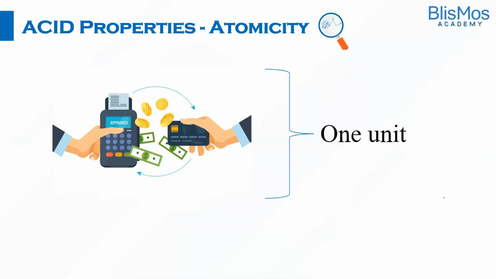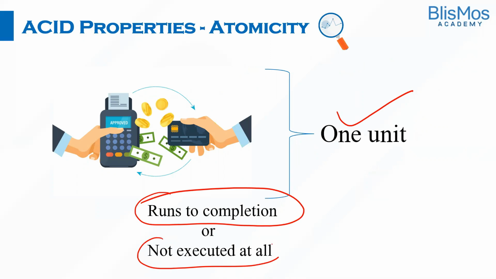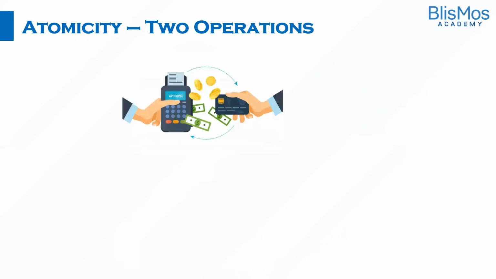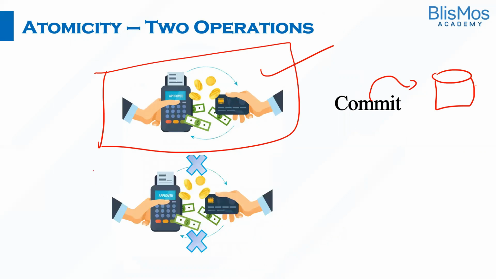It's like the whole transaction is considered as one unit. Either it runs to completion or is not executed at all. In atomicity, we have 2 operations. One of the operations is, if everything goes fine, like all the parts of the transaction go fine, then we'll go for a commit. As a part of the commit, changes are made to the DB and they're permanent. In case some part of the transaction doesn't go or the whole transaction doesn't go, then it will be an abort, and the changes which are made are not visible.